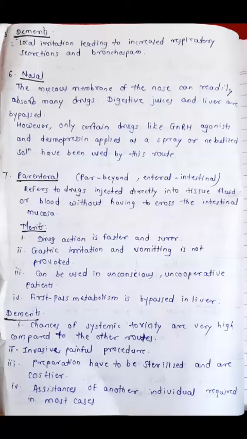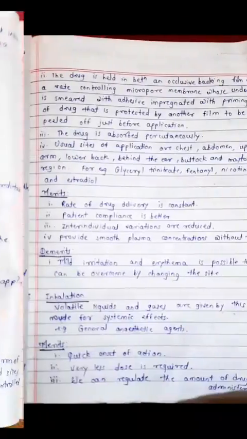Then the sixth route is nasal. The mucous membrane of the nose can readily absorb many drugs. Digestive juices and liver are also bypassed. However, only certain drugs like GnRH agonist and desmopressin, applied as a spray or nebulized solution, have been used by this route. So we talked about systemic routes.